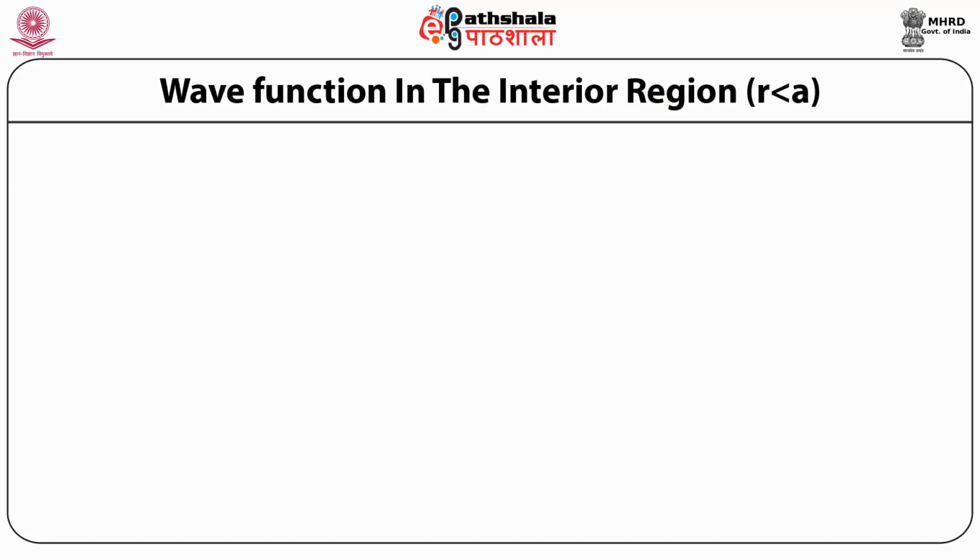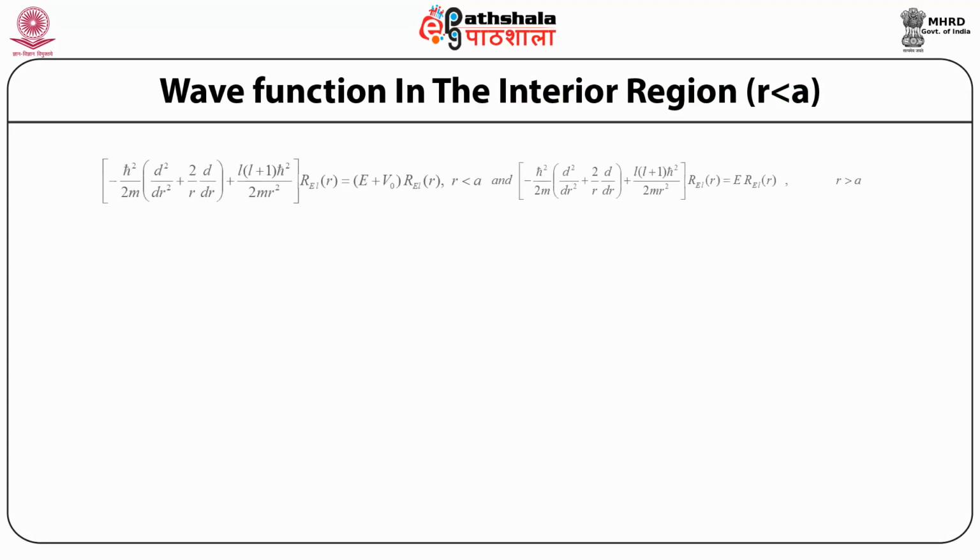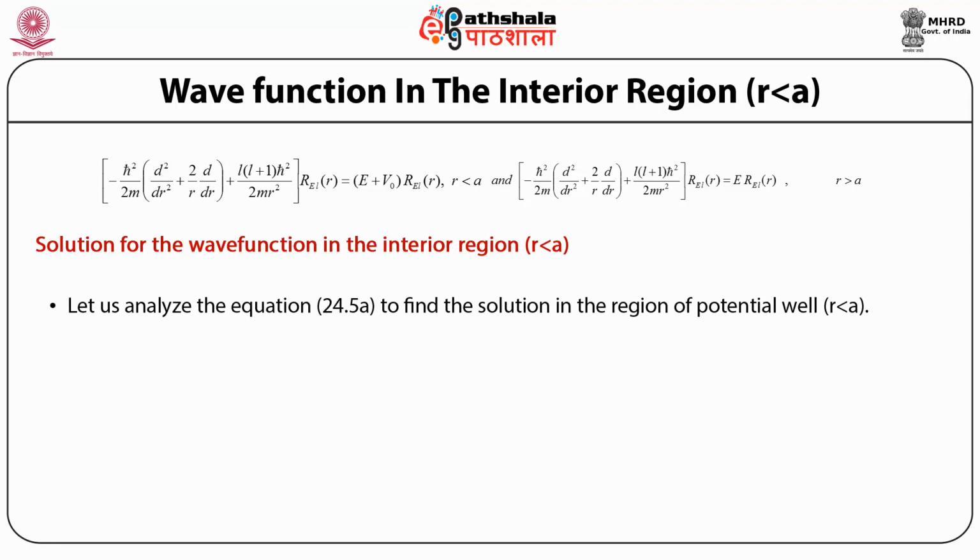Wave function in the interior region, meaning r less than a: minus h bar square by 2m into d2/dr square plus 2 by r d/dr, plus l into l plus 1 h bar square by 2mr square, into R_El(r) is equal to E into R_El(r), for r greater than a. The solution for the wave function in the interior region, r less than a. Let us analyze the equation 24.5a to find the solution in the region of potential well, r less than a.